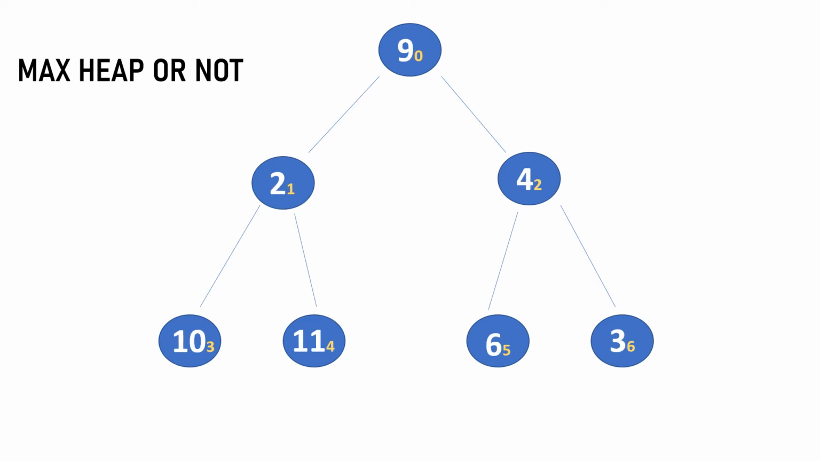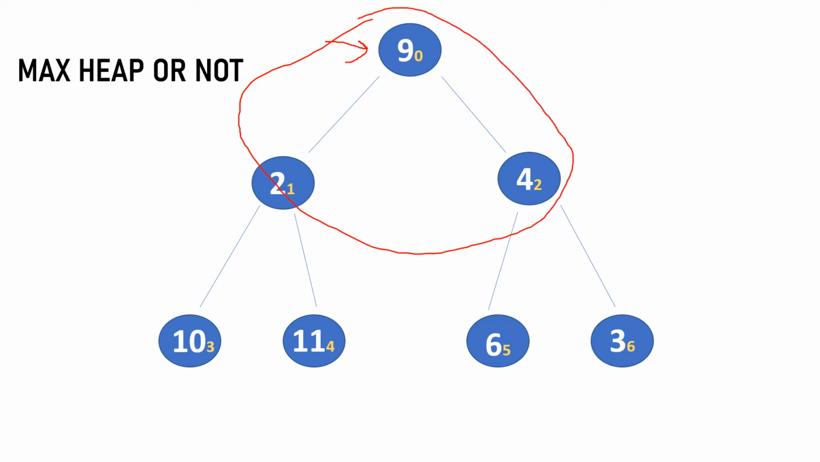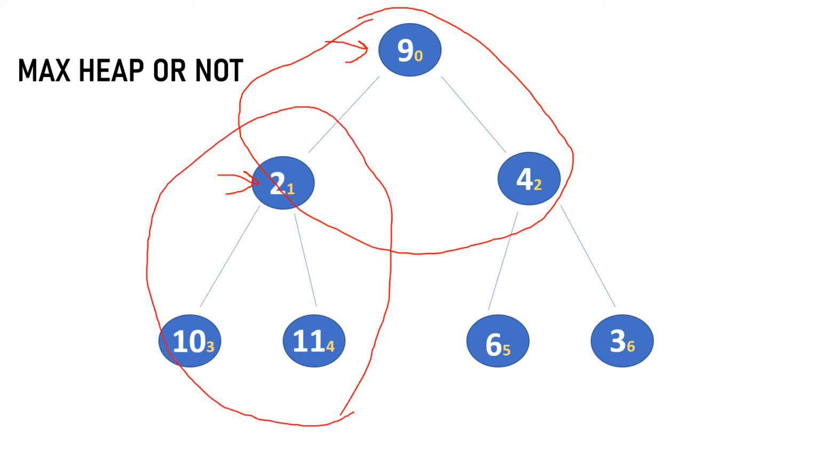So let's see an example. Is it a max heap or not? If we see here, 9 is greater than 2 and 4, yes, this tree is a max heap. And then we go downside to 2, is it more than 10 and 11? No. So this is not a max heap.